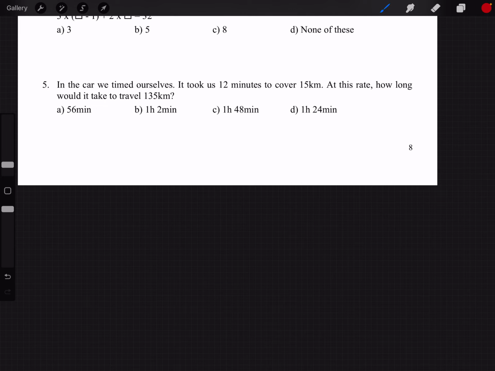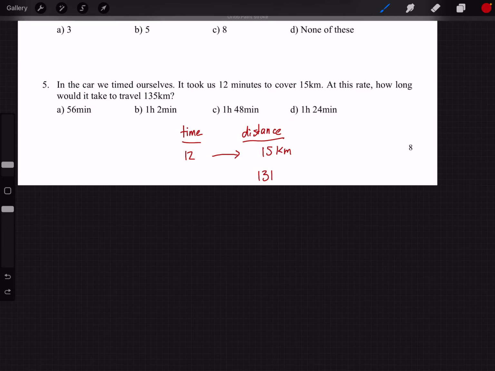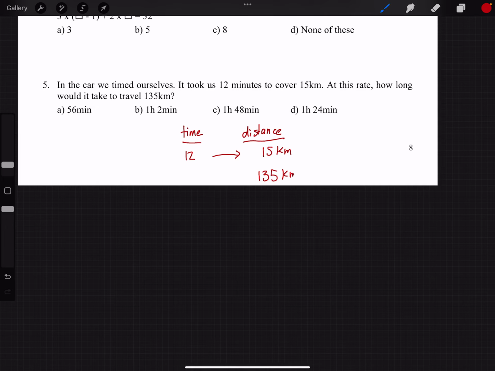Question 5. In the car, we timed ourselves. It took us 12 minutes to cover 15. So let's look at time and distance. I'll put it into 2 different columns. It says it took me 12 minutes to travel a distance of 15 kilometers. At this rate, how long would it take me to travel 135 kilometers? So how many times more is that? How many times more is 135 compared to 15?